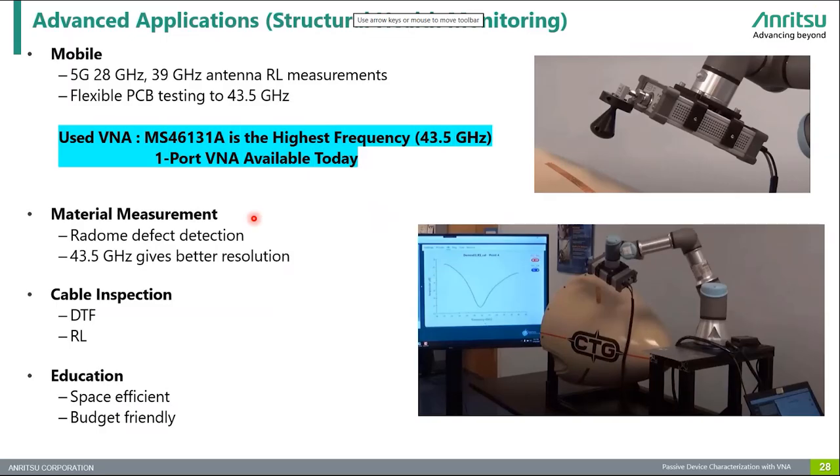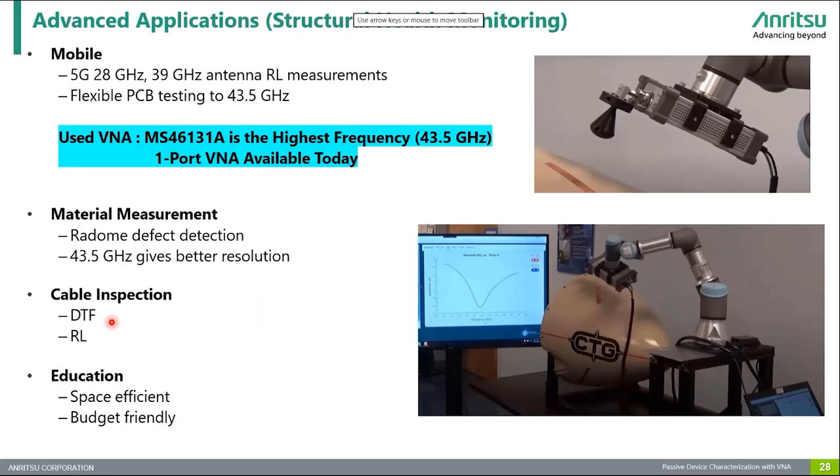In material measurements, the high frequency of 43.5 GHz provides superior resolution, which is crucial for detecting defects in radomes, which is nothing but radar plus dome, which will cover an antenna for protection. These measurements help ensure structural integrity and signal transparency, especially in aerospace and defense applications.